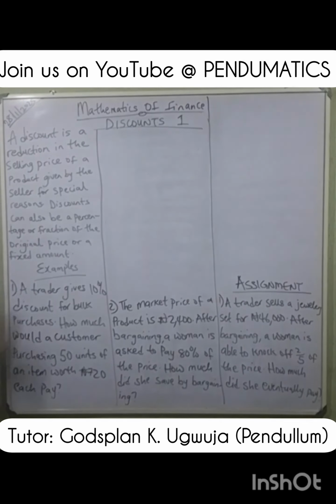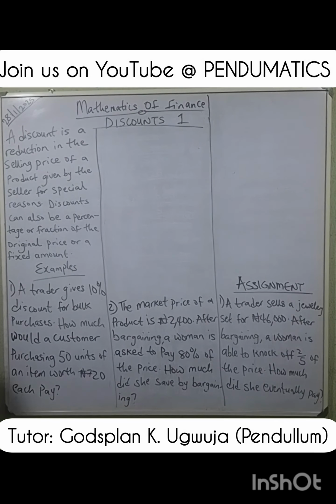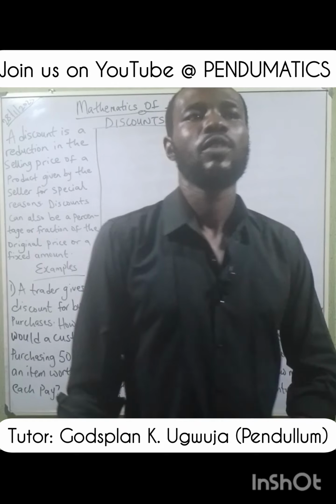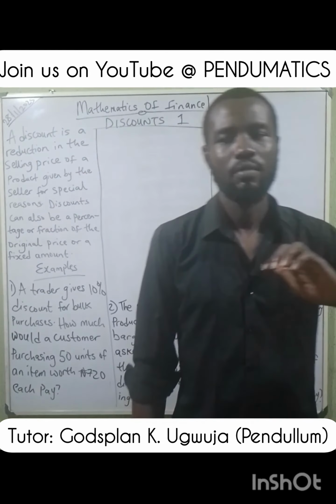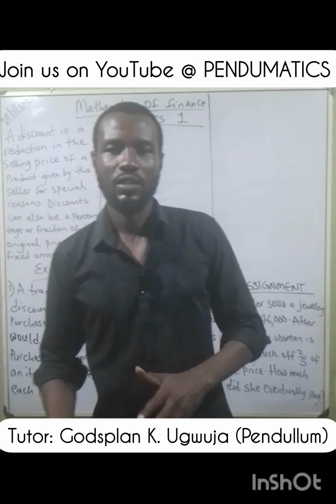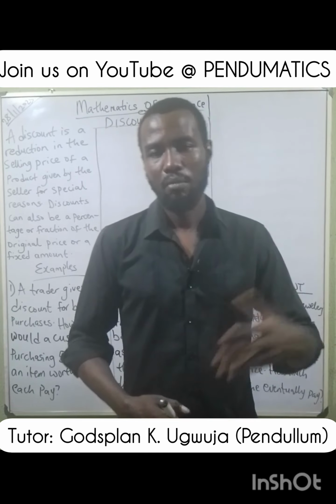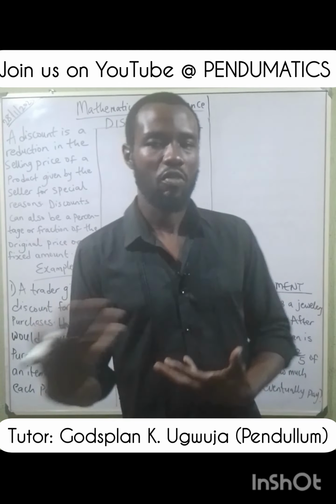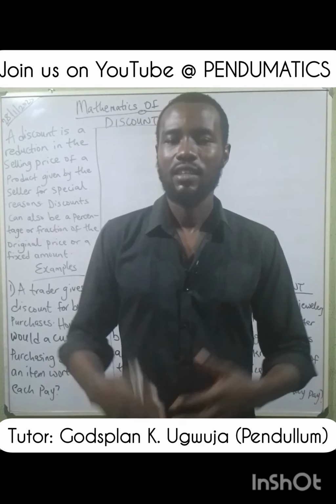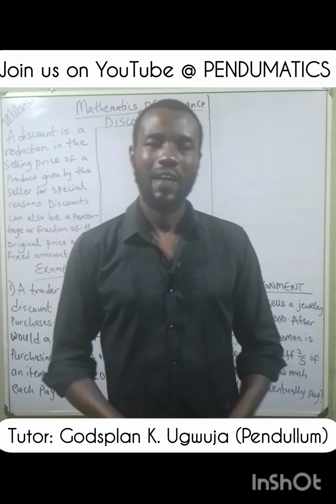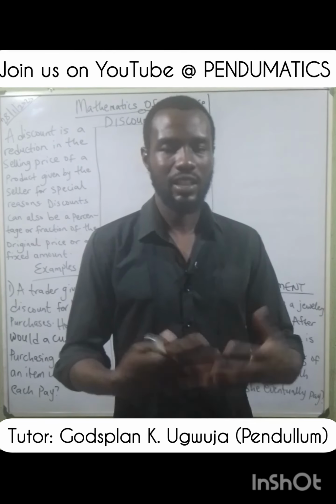So what is a discount? A discount is a reduction in the selling price of a product given by a seller for a special reason. When we talk of discount, you've gone to the market before, and you've seen where a product is normally sold for 50,000, but then for whatever reason, maybe due to bargaining or maybe due to a special season, the price is reduced to maybe 45,000, 40,000. That reduction in the price is what we call a discount.